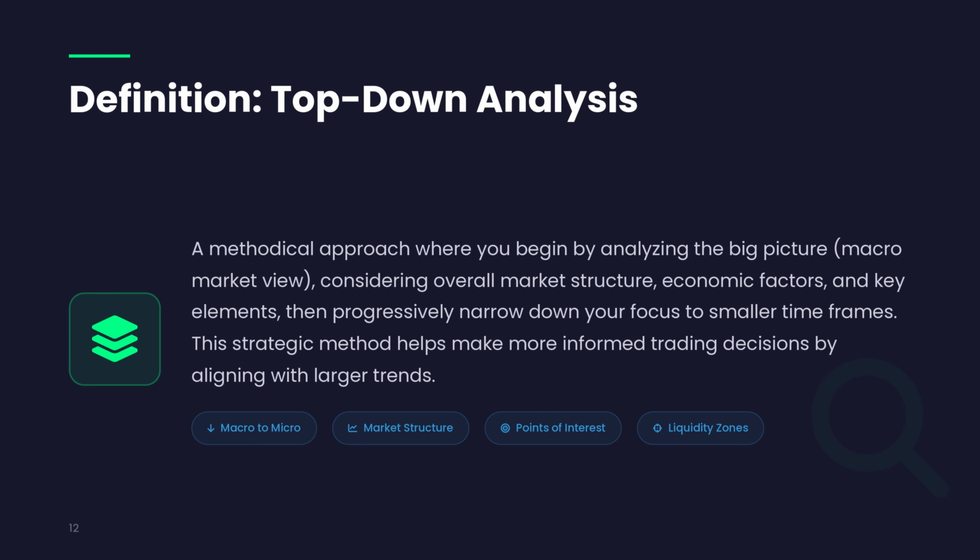Third, points of interest. These are your key zones, your order blocks, your fair value gaps, your supply and demand areas. These are the locations where you anticipate price might react. They're rather like landmarks on your map, aren't they? They give you reference points for your trading decisions.